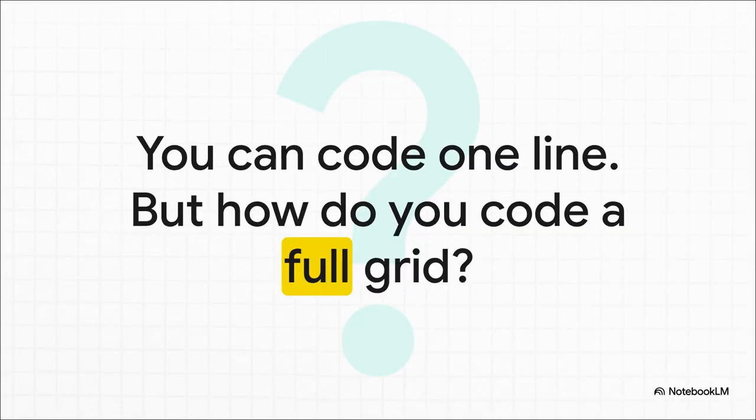So imagine this. You've totally mastered the for loop. You can whip up a line of circles, a row of squares, you name it. But then you kind of hit a wall. How do you take that one column you just made and repeat it side by side to build out a full grid? That's the puzzle we are going to solve right now.